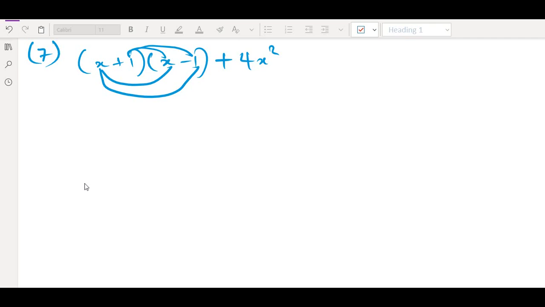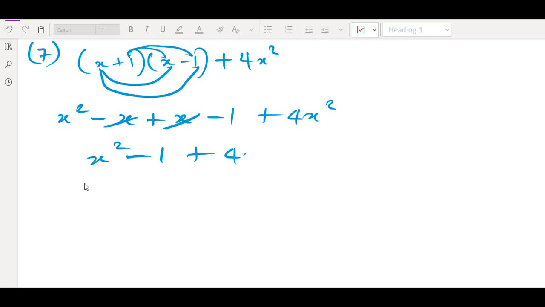x times x. Please, everybody respond. One of your challenges is that you don't respond, you don't participate. x times minus one, minus x. One times x, plus x. One times minus one, minus one, plus 4x squared. You add or sum like terms. Minus x plus x is zero, right? So you are left with x squared minus 1 plus 4x squared. x squared plus 4x squared, 5x squared minus 1.